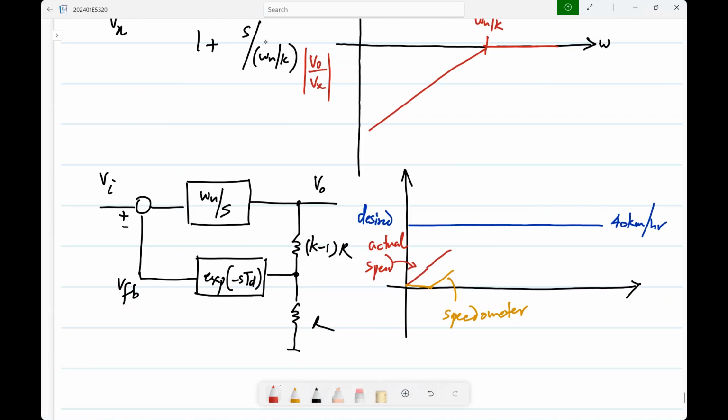But what happens actually? Earlier, what was happening when you were getting instantaneous feedback? As your speed increases, the error decreases. So you will accelerate more and more gently, and then eventually you will exponentially, asymptotically reach the desired speed of 40 kilometers an hour. What happens in this case?